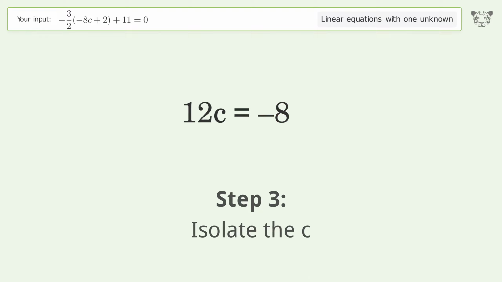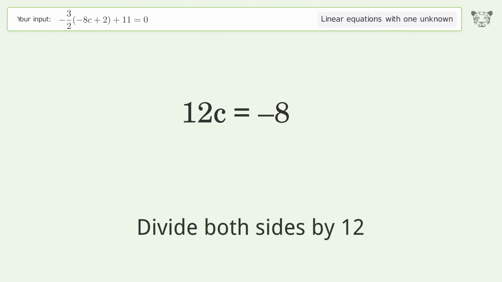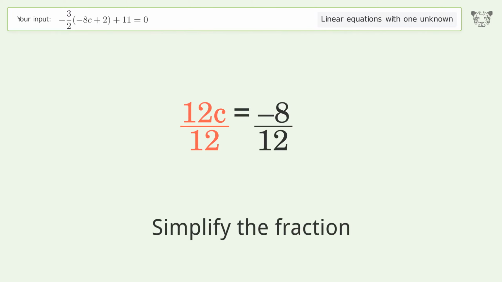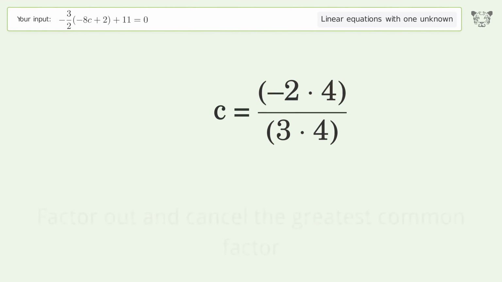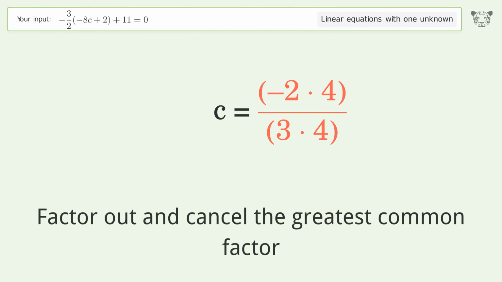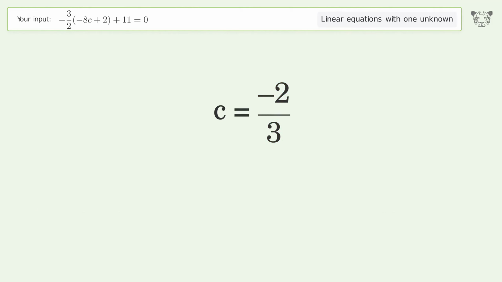Isolate the c. Divide both sides by 12. Simplify the fraction. Find the greatest common factor of the numerator and denominator. Factor out and cancel the greatest common factor. And so the final result is c equals -2/3.